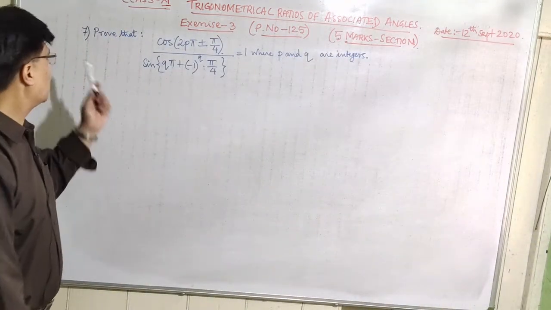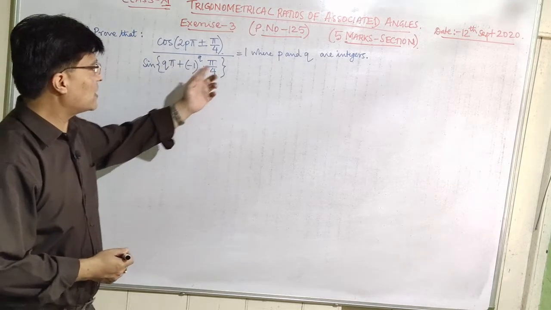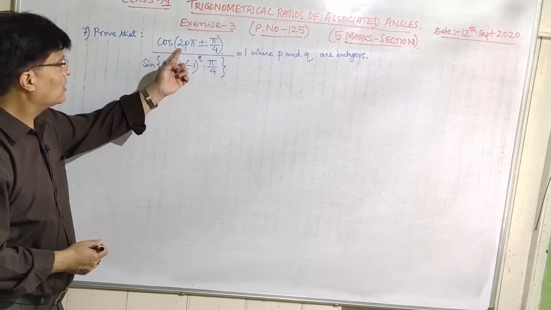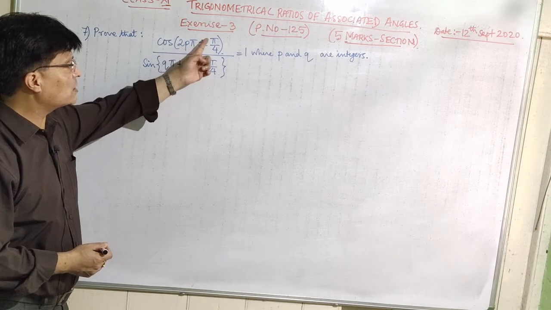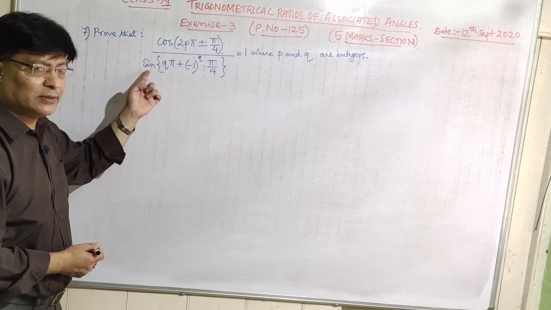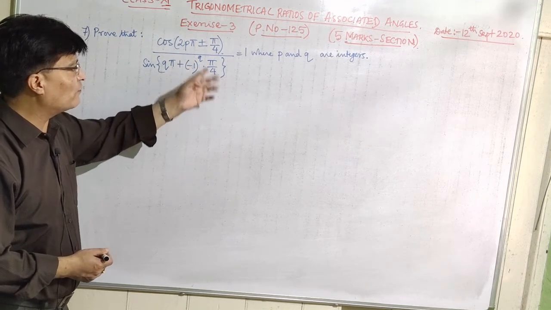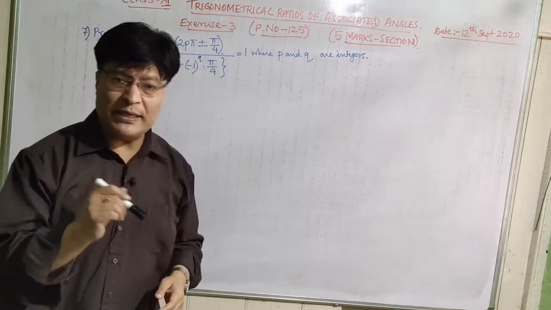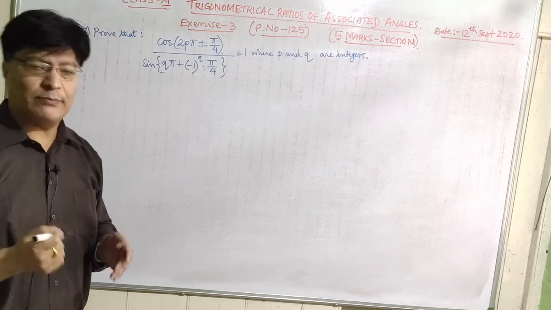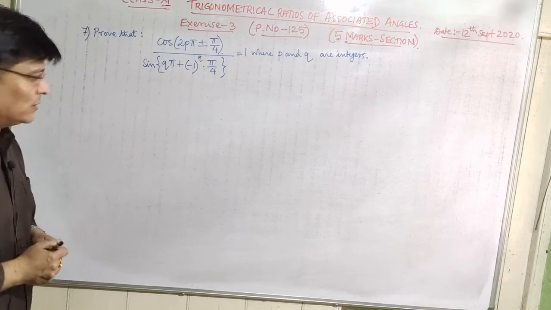So now we'll do the next question, that is question number 7. Let us prove that this left hand side is equal to 1. Here left hand side given is cos within bracket 2p pi plus minus pi by 4 divided by, in the denominator we have sine within second bracket q pi plus minus 1 all to the power q into pi by 4 is equal to 1, where p and q are integers. It may be even integer, it may be odd integer. Okay, so let us prove this left hand side is equal to 1.